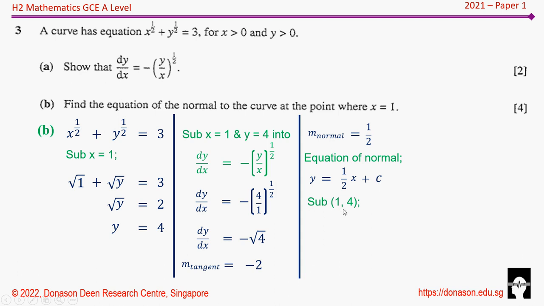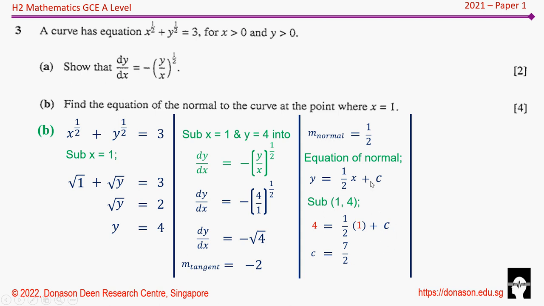So substitute 1, 4 into the equation of the normal. So y value should be 4 and x value should be substituted with a 1. So 4 is equal to half of 1, right, plus the constant c. So 1 times a half is half. Half, if I throw it across to the left, it will become 4 minus a half, which would become 3.5. So the value of c should be 3.5. That is, in improper fraction, 7 over 2. So there we have the value of the y-intercept.